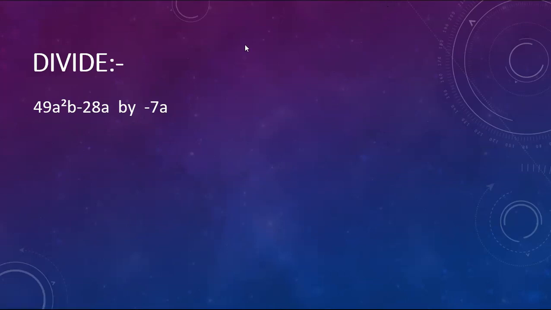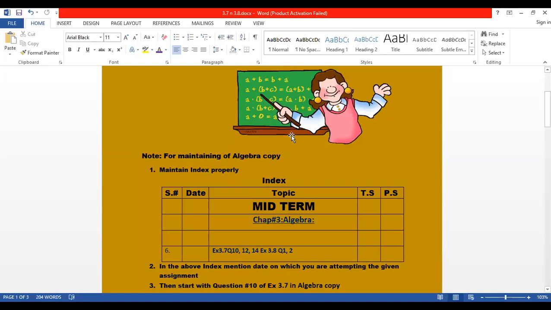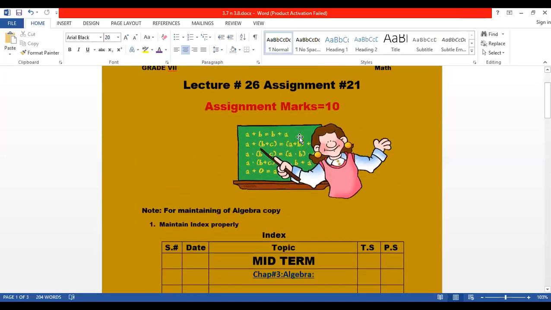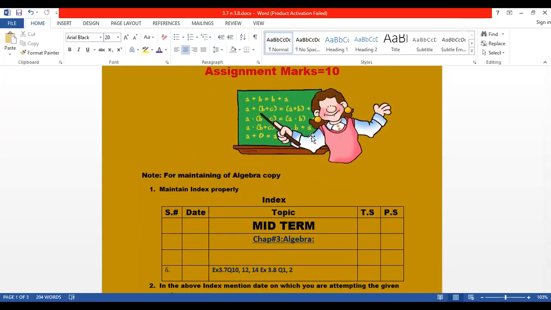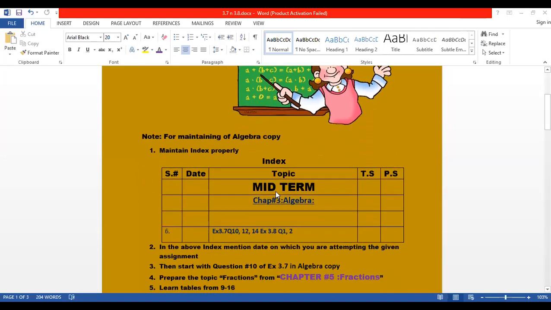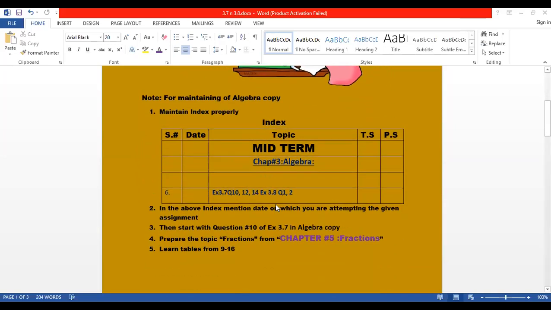Now here, I hope you all have copied this question in your notebook. Here I am going to share today's assignment with you, but you have to submit this assignment by tomorrow. Let me share your assignment with you. Lecture 26, this is assignment 21. You have to do this assignment in your algebra copy.